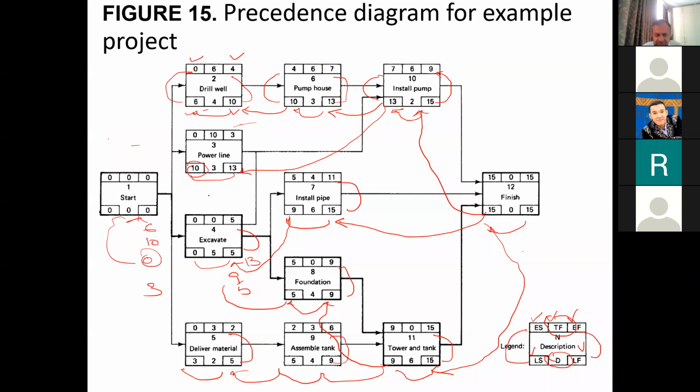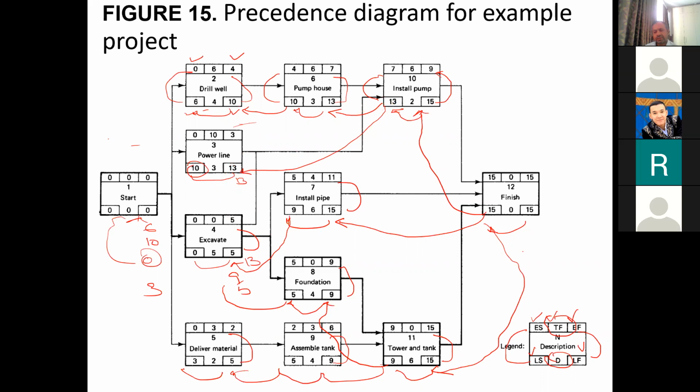So this 13, for example, will come from where? This 13 will come from, because there is one activity over here, right? And yeah, there is only one activity over here. 13 minus, so this 13 will come from here, okay? Because this power line finishes, then install pump starts.